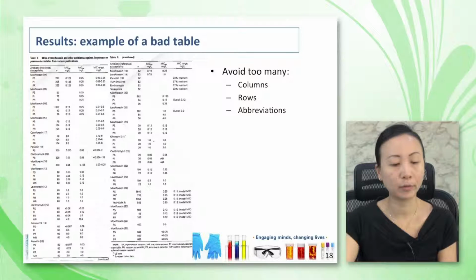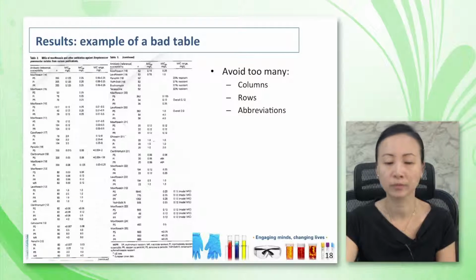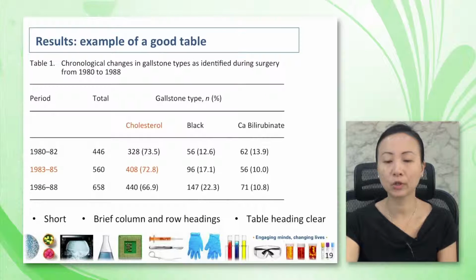Here's an example of a poor depiction of a lot of data. The table is so long that it has to be spread over multiple pages, and there are too many abbreviations for the reader to memorize. We commonly see tables like this, and we will usually ask authors to rework it into several shorter tables if possible. Here's an example of a good table.